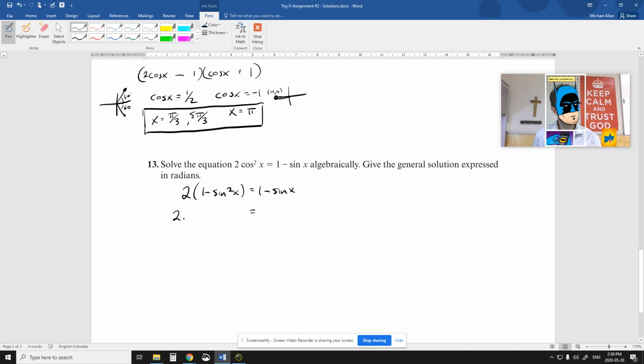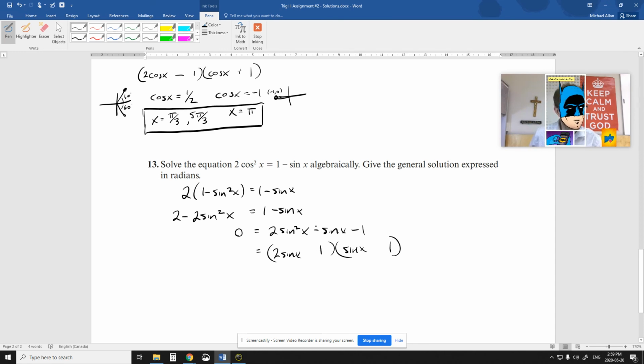Multiply in the brackets. Looks very similar. Didn't we just do this one? Actually, looks very similar. I'm going to move everything to the right side over here. That gives me a positive sine squared there, and -1, so minus the 2 over as well. Factor, factor, factor, factor. So 2 sine x and a sine x. I know there's a 1 and a 1, but I need to get a -1 here in the middle. So that means I'm going to have a negative here and a positive here.